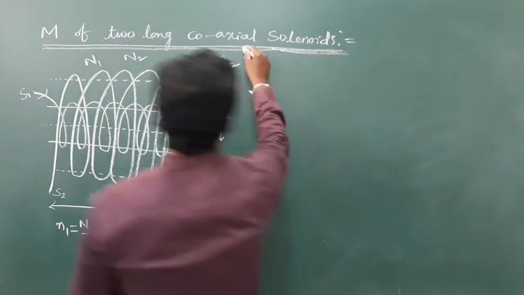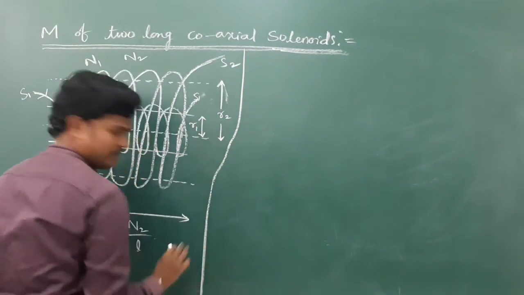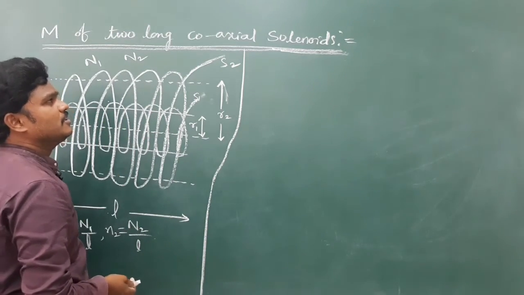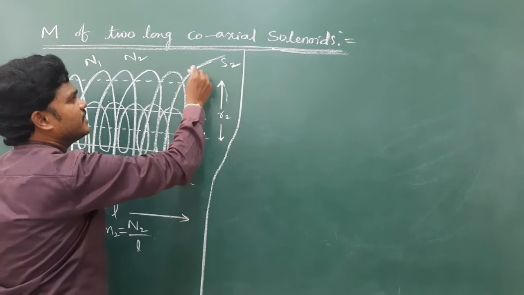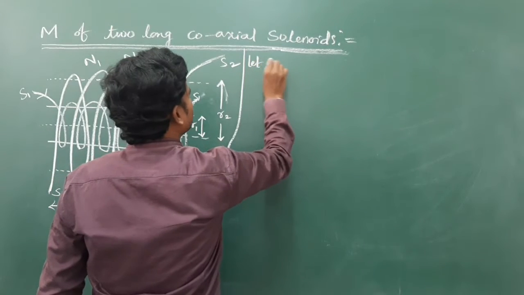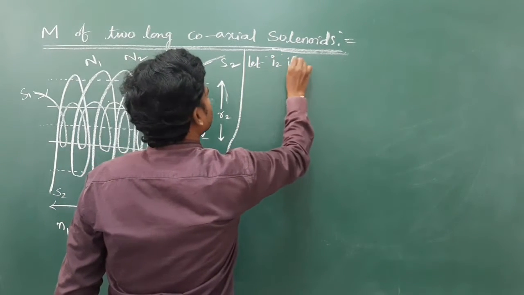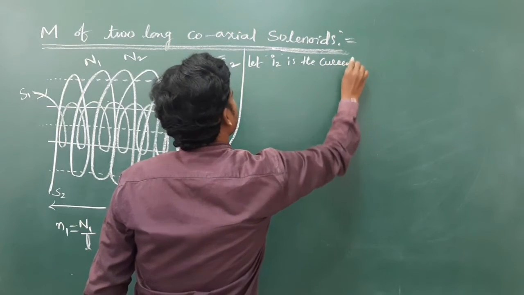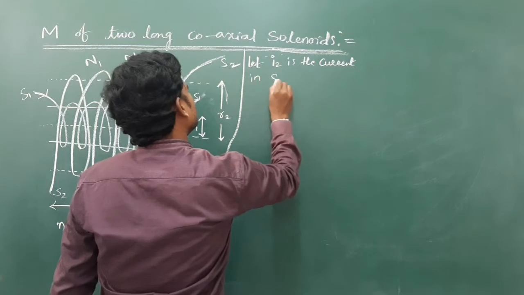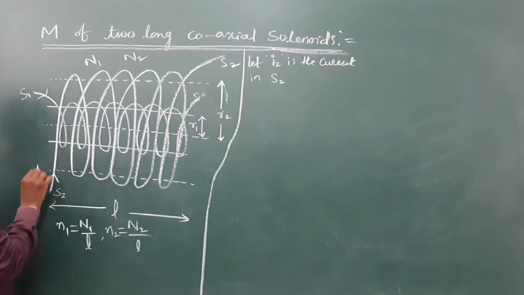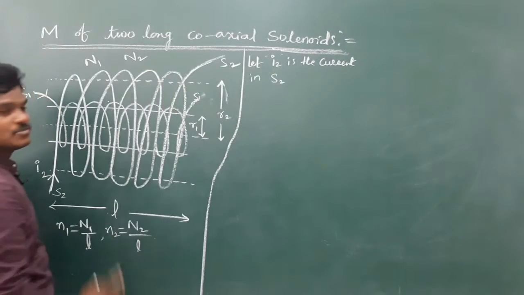Now, let me send some current in any one. You can send the current in S1 or S2. So let me follow the NCERT way. I am going to send current in S2. So let I2 be the current in the S2 solenoid. Now I am sending some current in the S2 solenoid, I2. Just concentrate only on the second solenoid, I2.